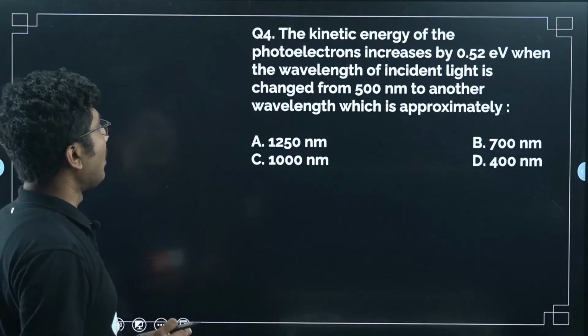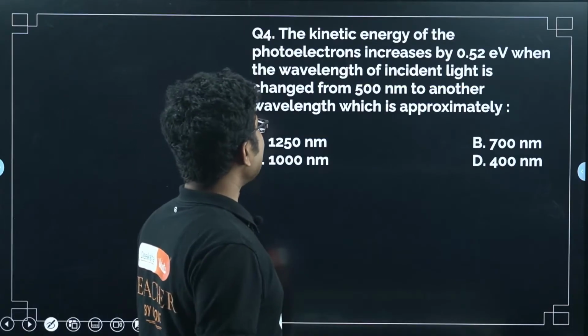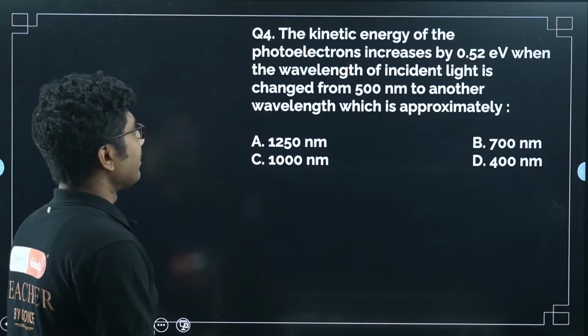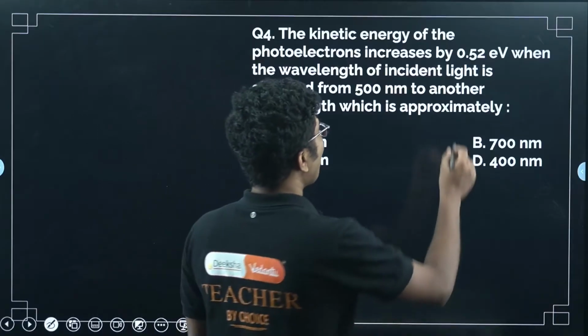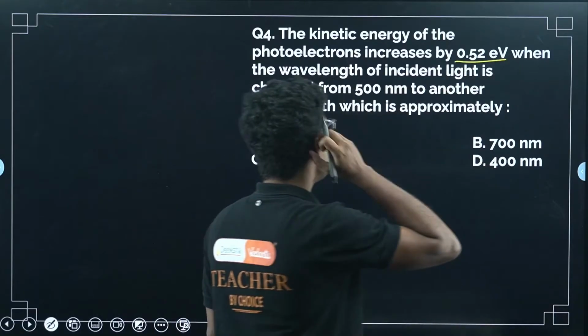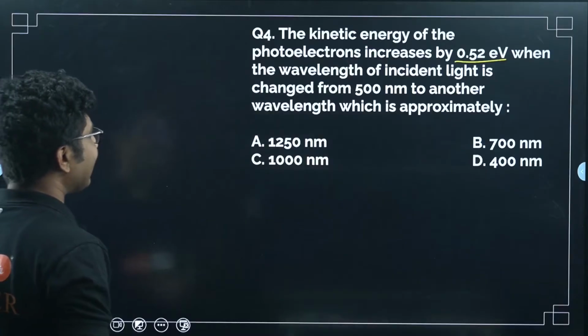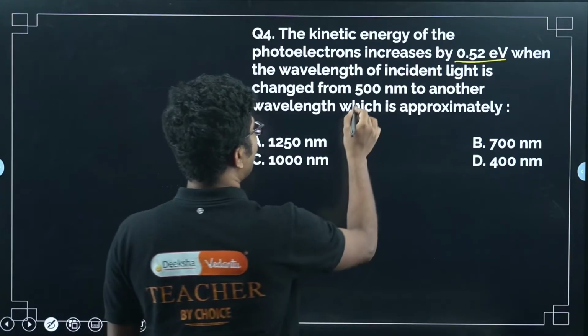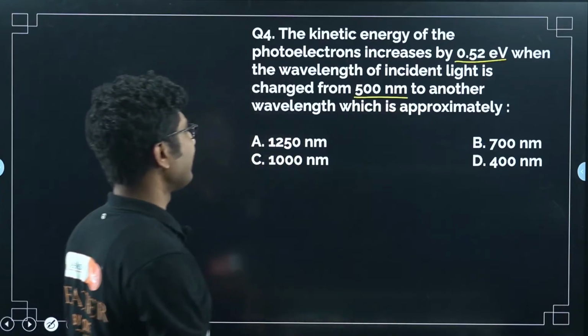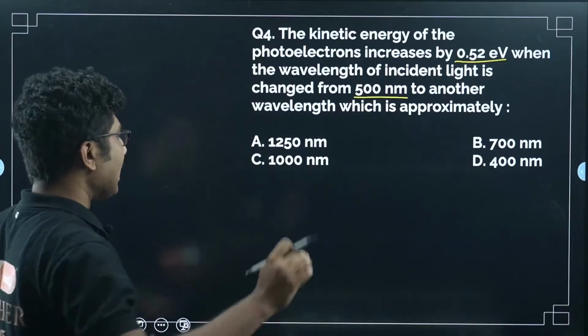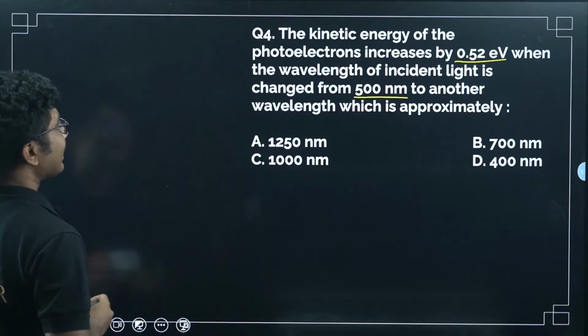Now, the kinetic energy of the photoelectrons is increased by 0.52 electron volt when the wavelength of the incident light is changed from 500 nanometer to another wavelength, which is approximately what? Now this is a little lengthy question. So what is the kinetic energy?